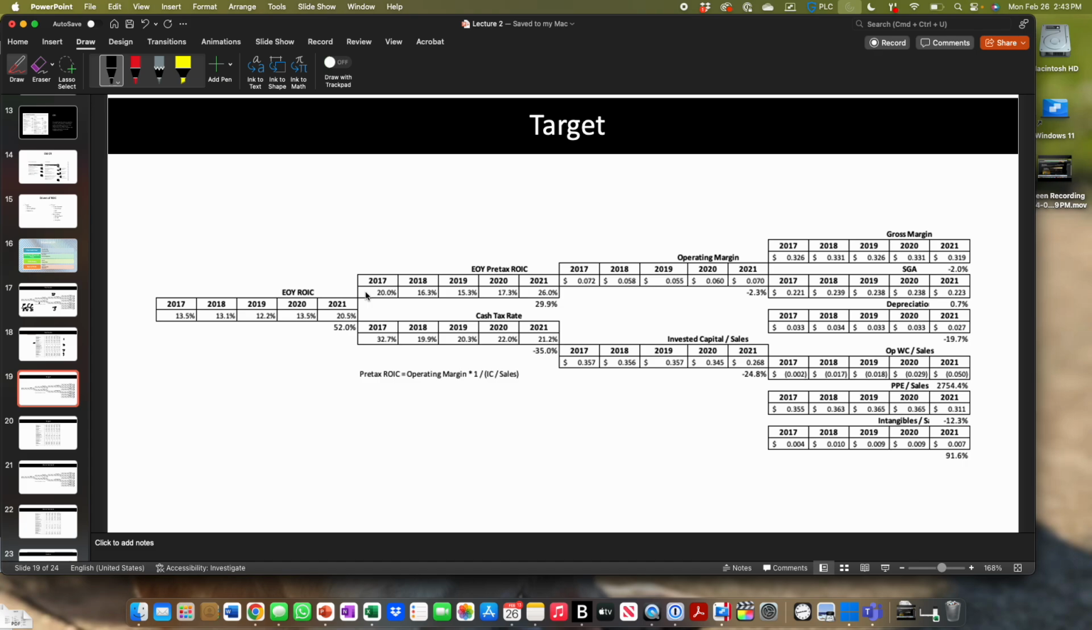Driver number 2, operating margin. In 2017, they made 7.2 cents. In 2021, 7 cents. Virtually unchanged. Slightly worse, 0.002 worse, but I'd call that pretty much unchanged. Now, it did dip in 2020 to 6% and 2019 to 5.5%, but it recovered to 7% in 2021.